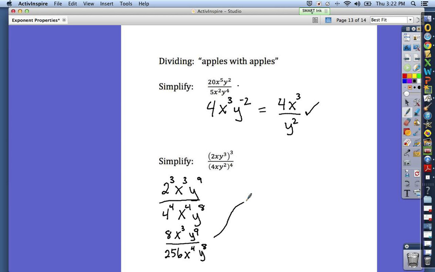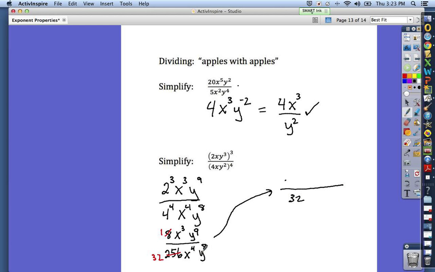Now we can just simply follow our dividing rules, numbers with numbers, 8 over 256. Well, the thing about 8 and 256 is they're both divisible by 8. And if we divide out, we can cancel, and 8 goes into 8 once, and 8 goes into 256 32 times, which would leave us with 1 over 32, or if I think about this as a fraction, 32 in the bottom.